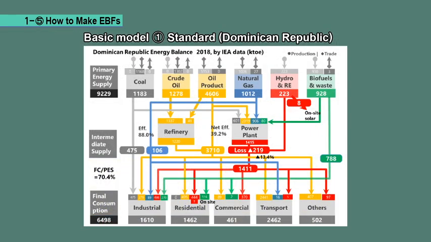This is the EBF of the Dominican Republic. The Dominican Republic is appropriate as a model for countries with a standard energy consumption structure. It is simple as a whole. It includes all components, from supply at the top to conversion in the middle and final consumption at the bottom. You can make an EBF by changing the respective values shown here to values of the target country.